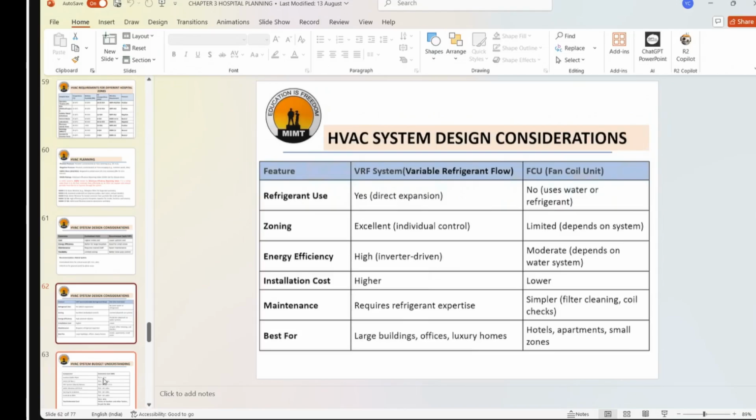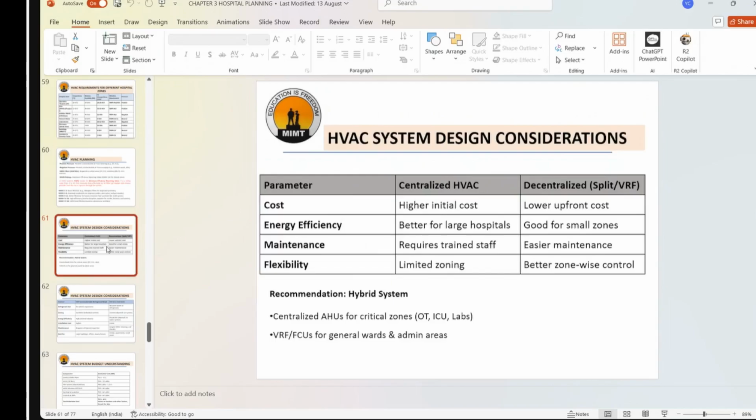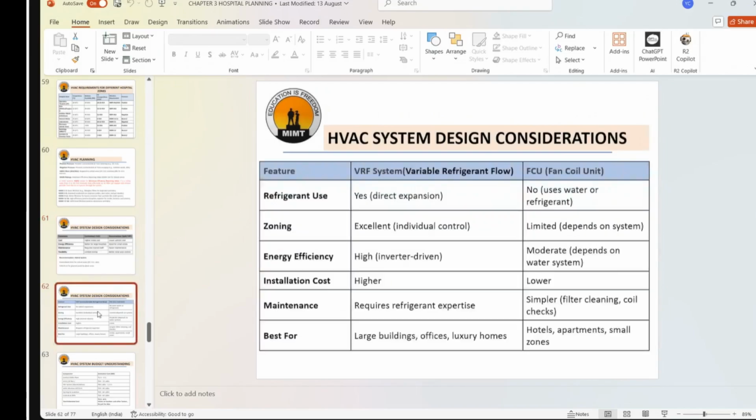And there are two words which I used in this last slide. One is the VRF and one is the FCUs. So as a hospital administrator, you must understand what that is.